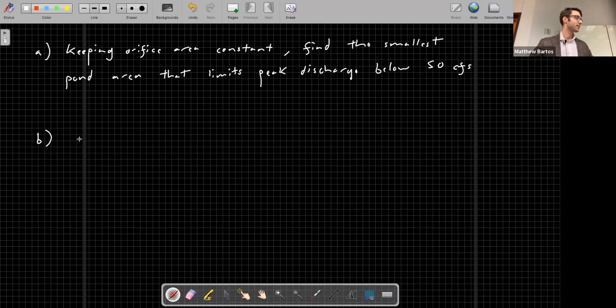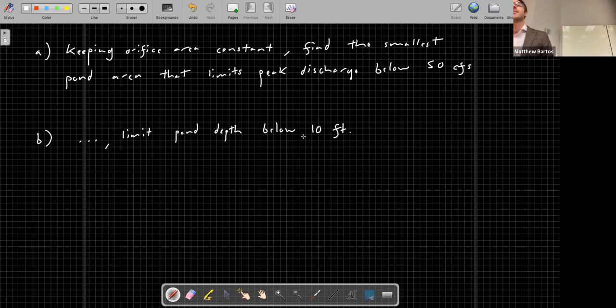And second, the same problem, except instead of limiting peak discharge below 50 cubic feet per second, I want you to limit the pond depth below 10 feet. And if you finish these problems, you can also try to adapt the Excel workbook to solve your homework problem 3. Okay, so go ahead and take the last couple of minutes of class to take a look at those problems. Okay, and I'll walk around to help as needed.